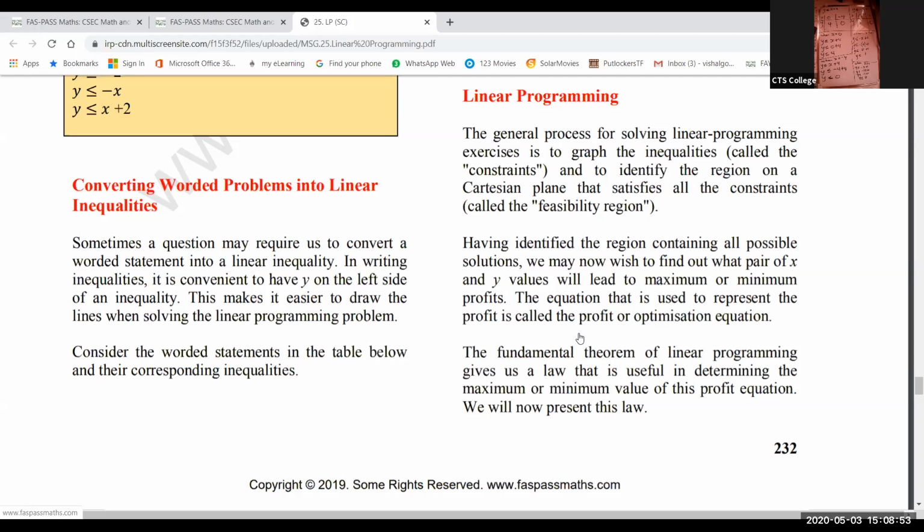So you are given a set of inequalities. We graph it, and of course the inequalities are called the constraints. We graph it, and then we identify the common region. Yeah?